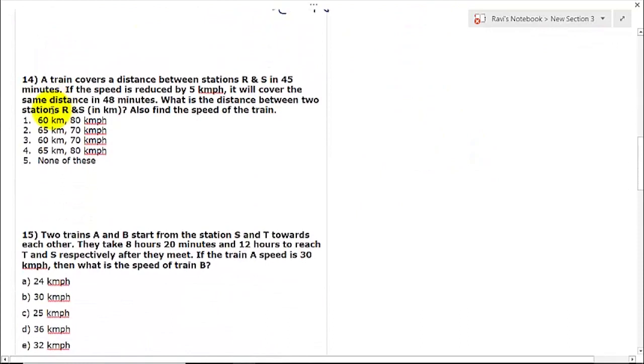Let us go to question number 14. A train covers a distance between two stations R and S in 45 minutes. If the speed is reduced by 5 km, it will cover the same distance in 48 minutes. What is the distance between the two stations R and S in kilometers? Also find the speed of the train.